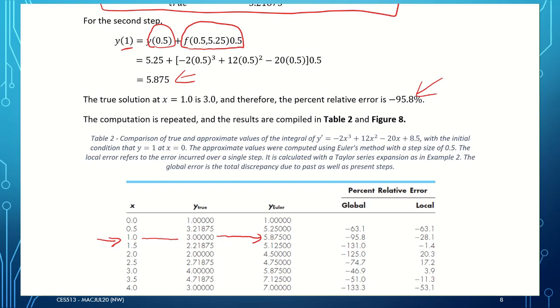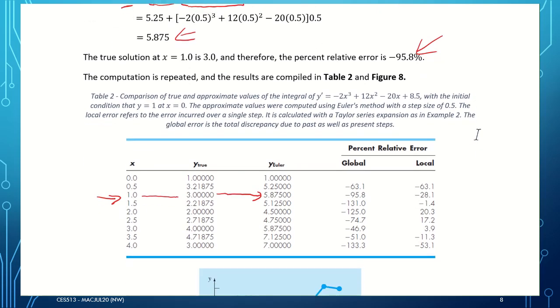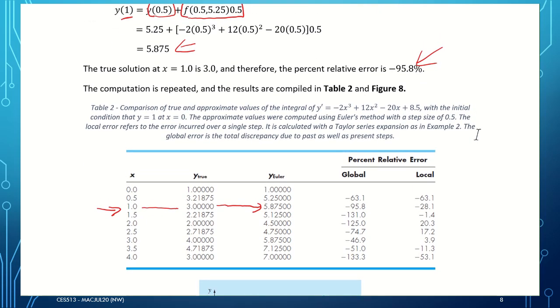Then repeat all the computation, and you can compare with the results provided in table 2 and figure 8. Here we have the true value of y and the Euler value of y, which is determined from the calculation, and then the percent relative error from global and local. So what is the global relative error?